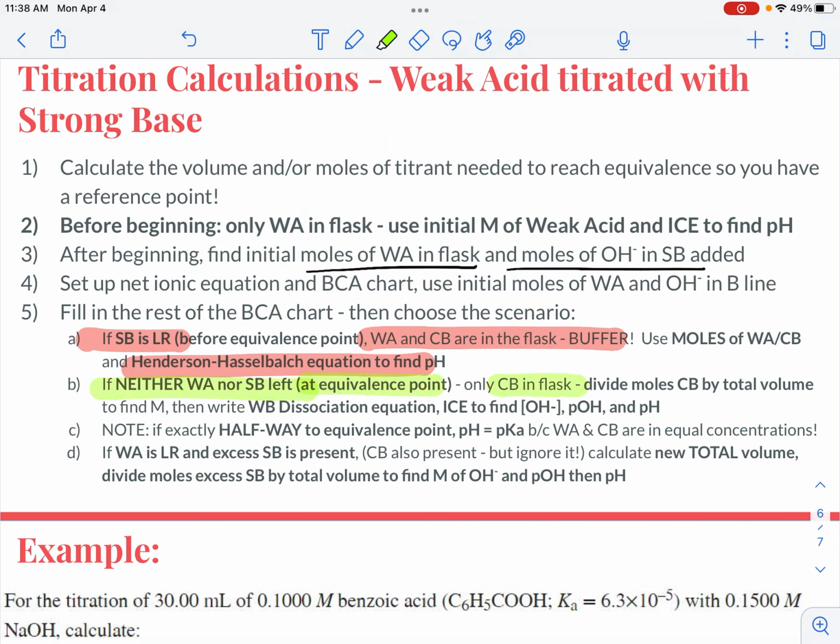then only the conjugate base is in the flask. So now you need to find the pH of a weak base. So to do that, you need molarity. You'll have to divide the moles by volume and then write your weak base dissociation, ICE it. Remember that X in a weak base is OH minus, and then you'll find pOH and pH. So you can already see this is more complicated than it was for strong.